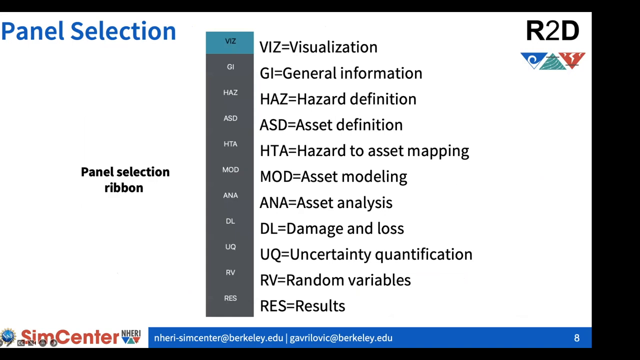So here's just a quick summary of what this panel selection ribbon means. Each one of these acronyms stands for something else. So we have visualization, that's our GIS main screen. General information, I'll skip over that one. It's describing the analysis in very broad terms like name, description, and so on. And then we have our hazard definition, our asset definition, our hazard to asset mapping, our asset modeling analysis, damage and loss, uncertainty quantification, any random variables that come into our UQ, and then finally results.